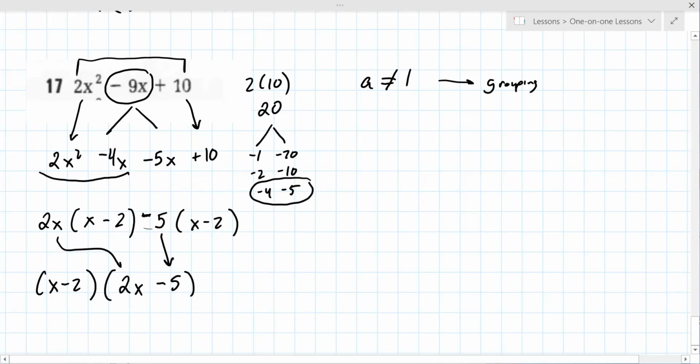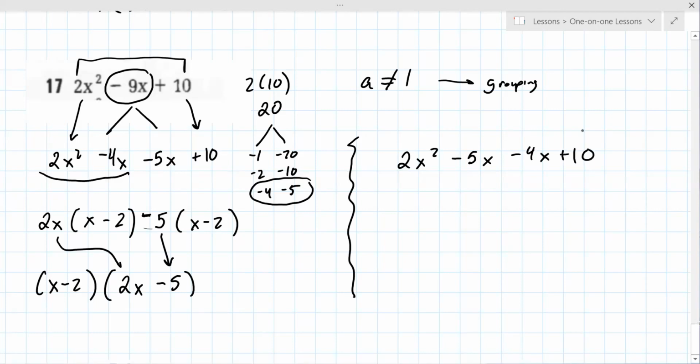Okay. So now I mentioned this over here. I said you could do this in either order. So let's say you got down to 2x squared, and you said, well, I'm going to do minus 5x minus 4x plus 10. Do you see how all I did in this line is I just switched the order here? Now, what's common between 2x squared and minus 5x? Just an x. 2x minus 5. And you immediately write that over here, 2x minus 5. What do you put here so that when you multiply in, you get back to the previous line?